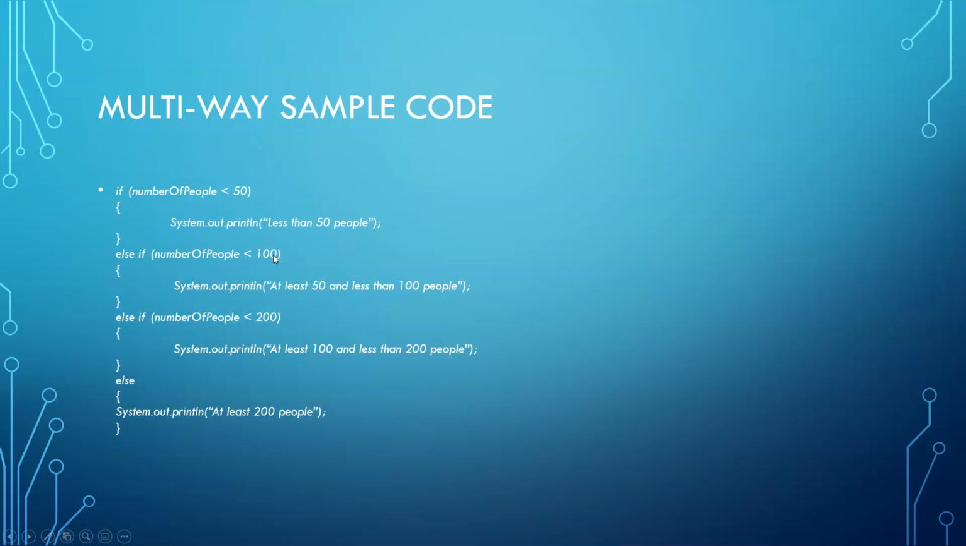Well, let's say the number was 150. I know that it's at least 100, but it's going to be less than 200. And then, of course, I can output something as a catch-all. So let's say it was 210 people. Obviously, it's not less than 50, not less than 100, not less than 200. So this acts as a catch-all right here. Now, if this else did not exist here, and it was, let's say, 210, it just wouldn't output anything.